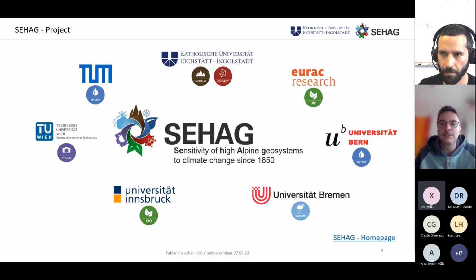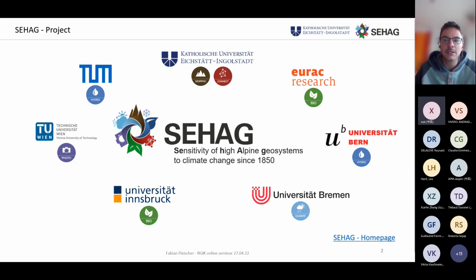Okay, first I want to introduce the CEHAP project within which the study was conducted. This project aims to provide an understanding of effects of climate change on high alpine geosystems since the Ice Age, following an interdisciplinary approach. As you can see here, many different universities are involved and many disciplines.